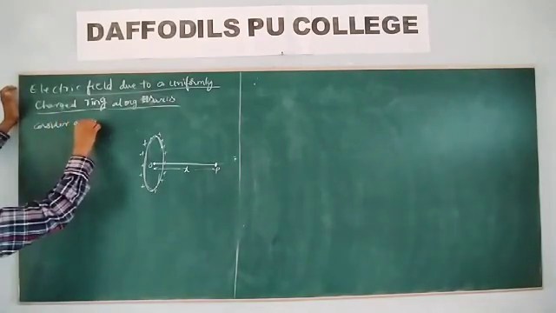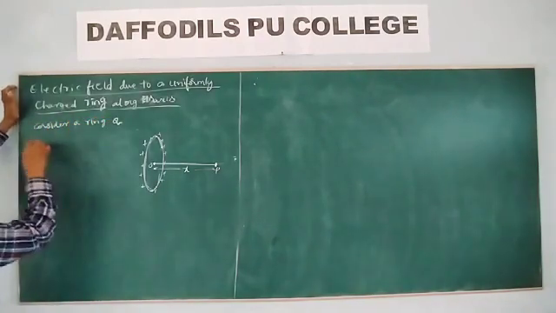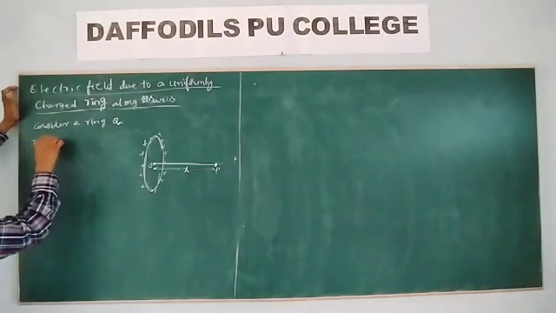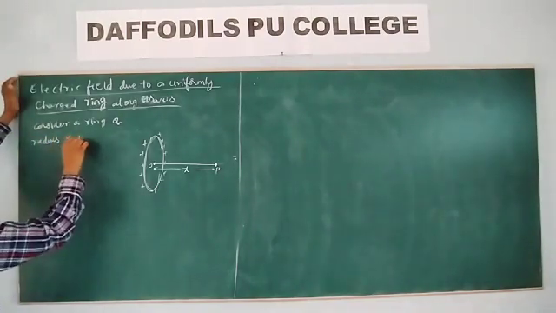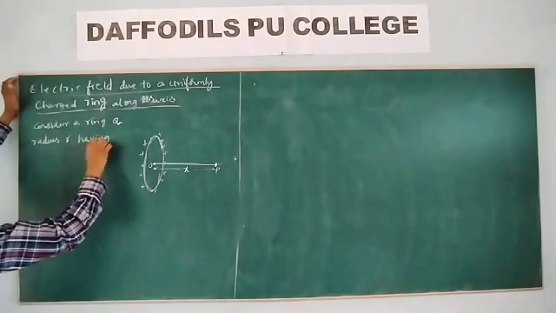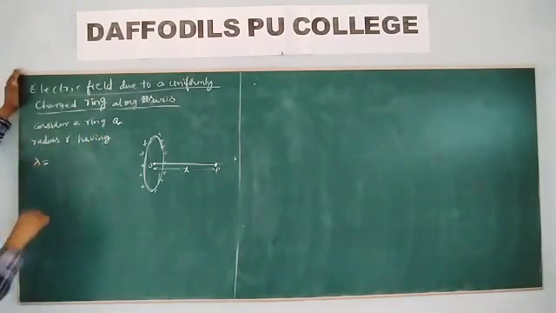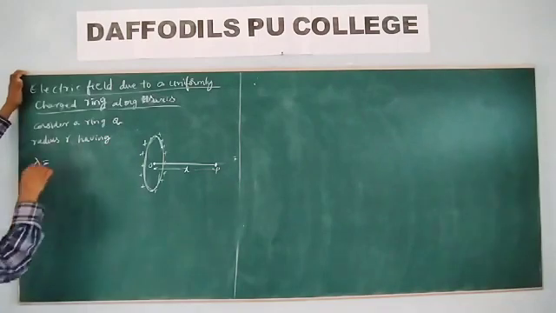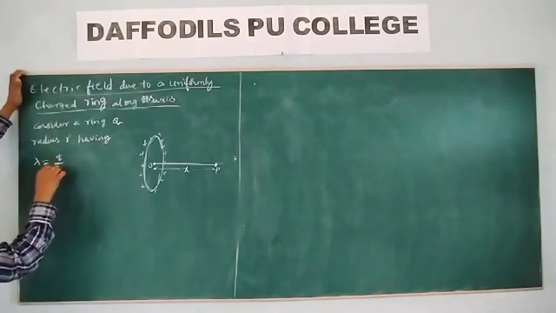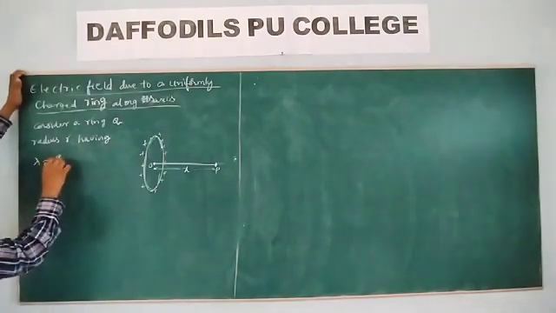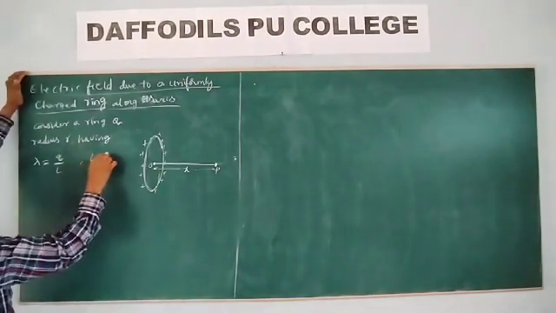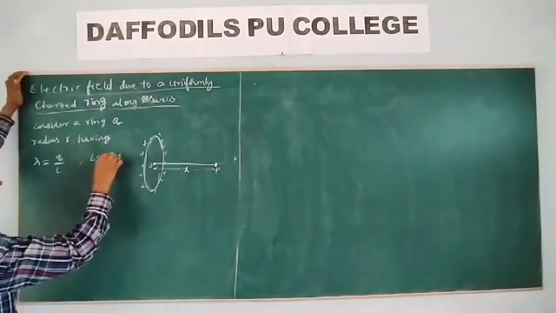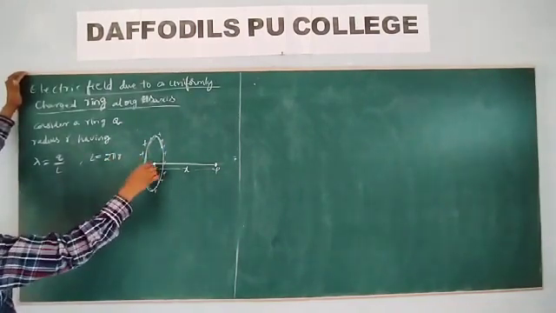Is it okay? Ring. Then consider a ring of radius R having lambda, which is nothing but what you know, linear charge density. Then charge per unit length, lambda is Q by L. L is nothing but the total length of the charge. So here L is equal to what you know, 2 pi R. The length of this ring is nothing but what? 2 pi R.